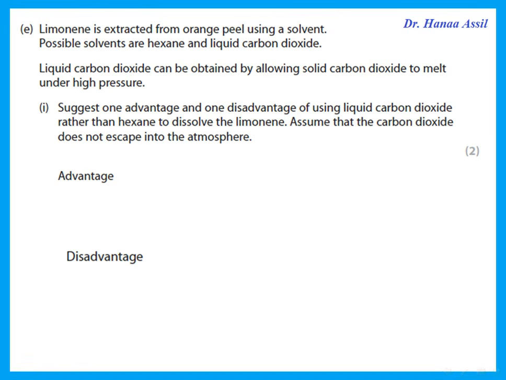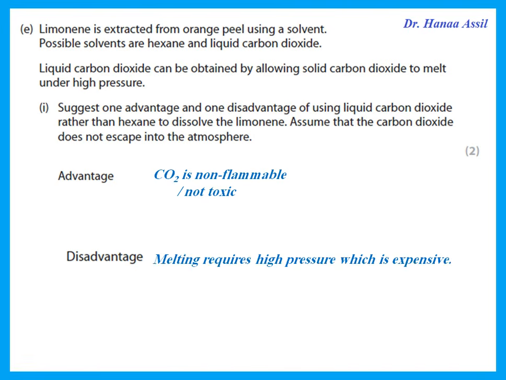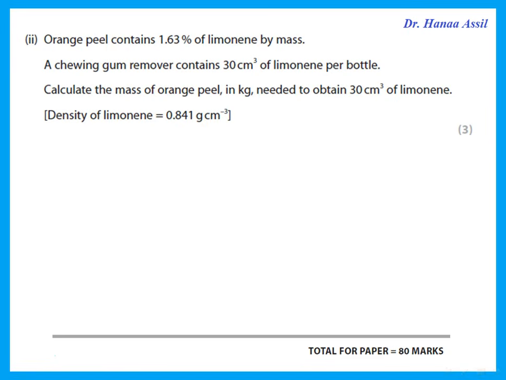Well, one advantage, remember that hexane is flammable, carbon dioxide is non-flammable, and it is non-toxic. So that is an advantage. But the disadvantage is, he said, we melt it under high pressure. So melting requires high pressure, and using high pressure is usually something that needs energy, and it is expensive.